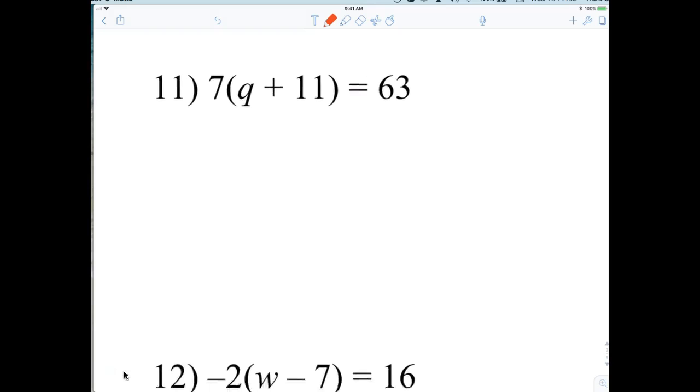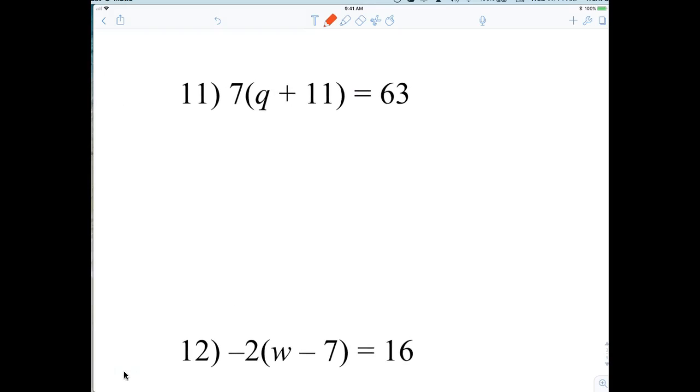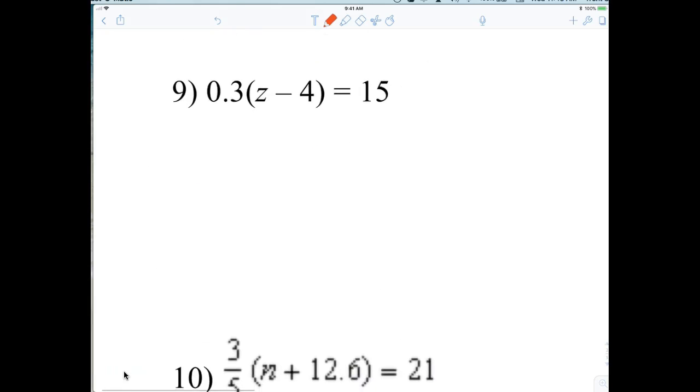Okay, kind of the same principle here, just to make sure. Bragdon, what could I do on this one? Just to make sure. Are we on 9 or 11? All right, I skipped it. Okay. Yes.